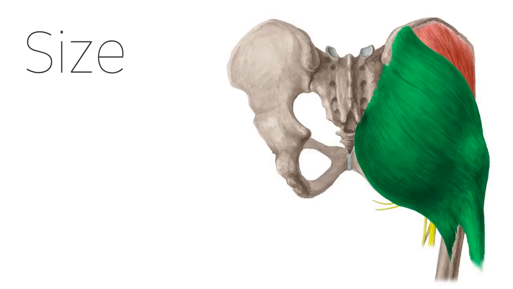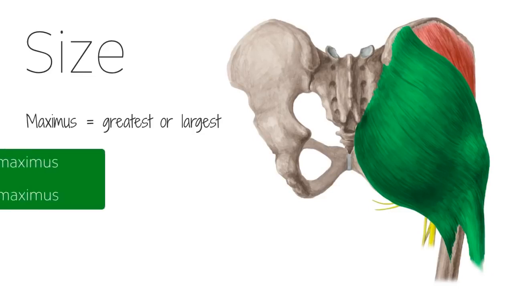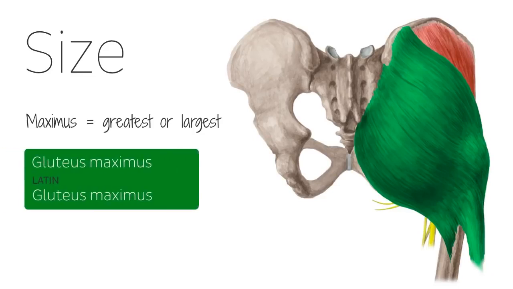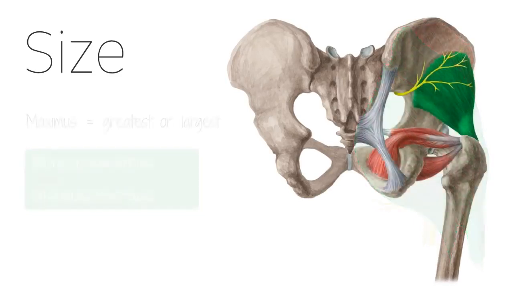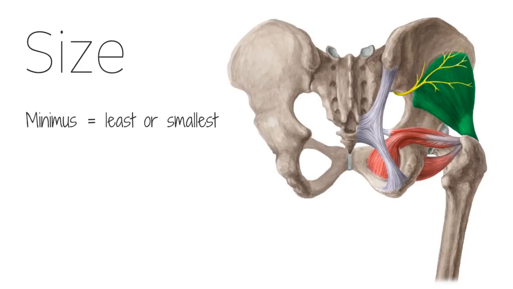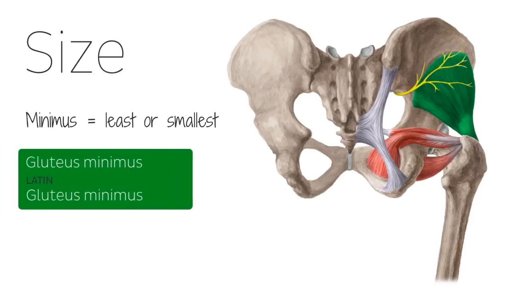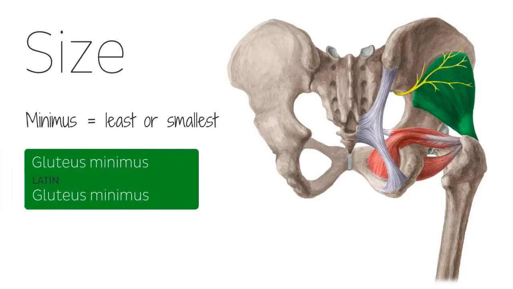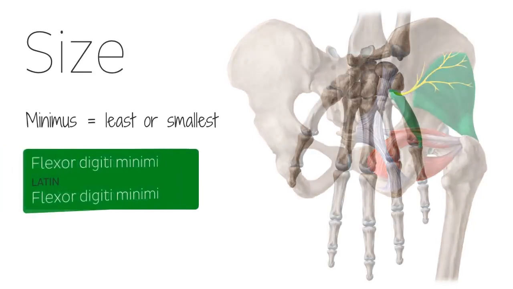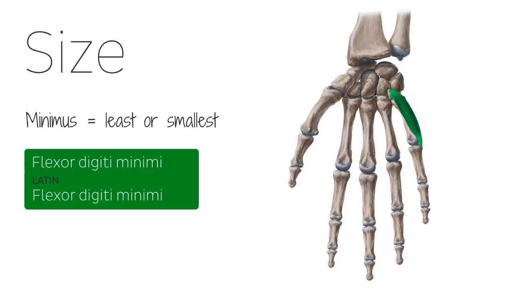And the term maximus comes from the Latin meaning largest or greatest. And as we can see on the right here, the gluteus maximus muscle is the largest muscle in the pelvic region, hence the use of the word maximus. The term minimus is the Latin for least or smallest, and is also used in naming muscles such as the gluteus minimus muscle, which is the smallest of the three gluteal muscles, or in the case of the hand, the flexor digiti minimi muscle, which flexes the little finger.